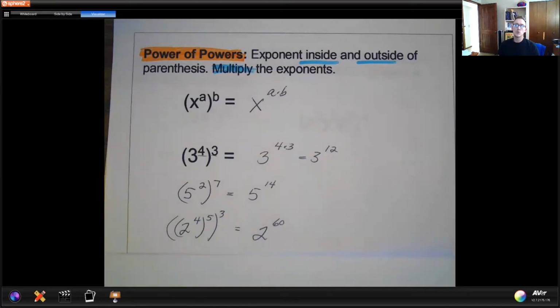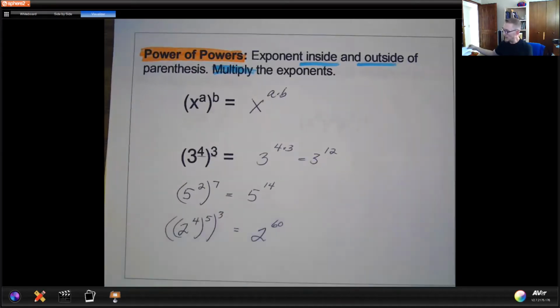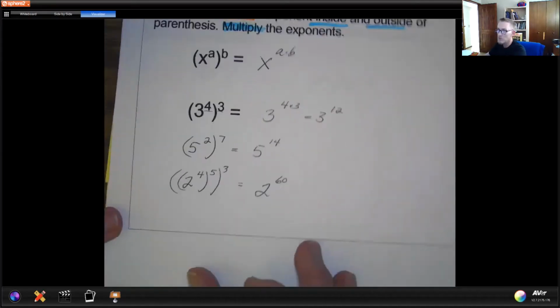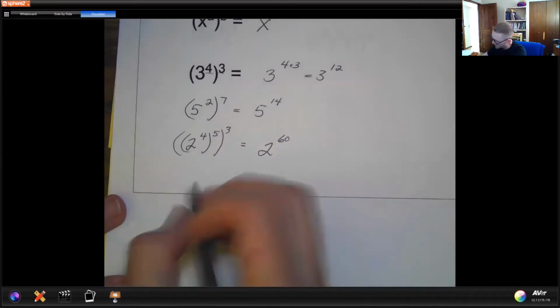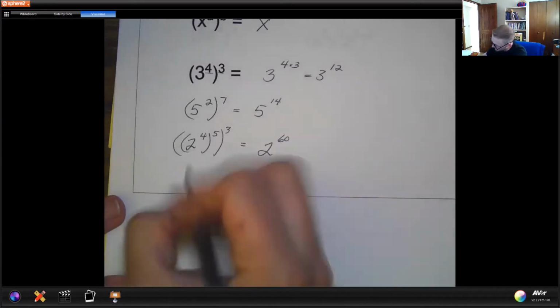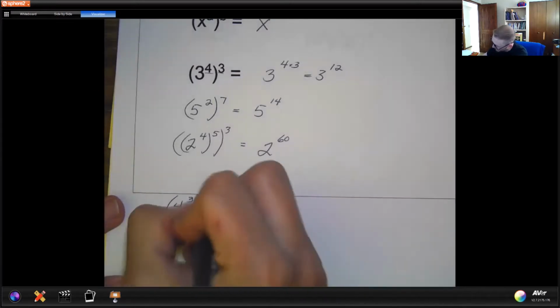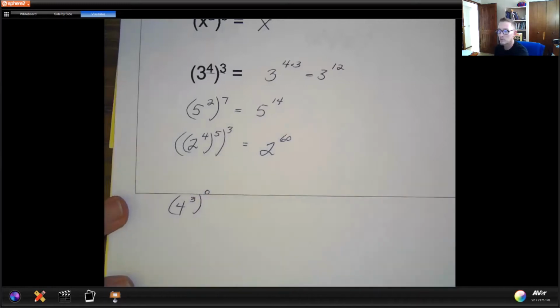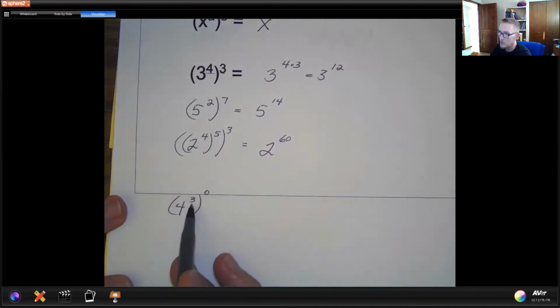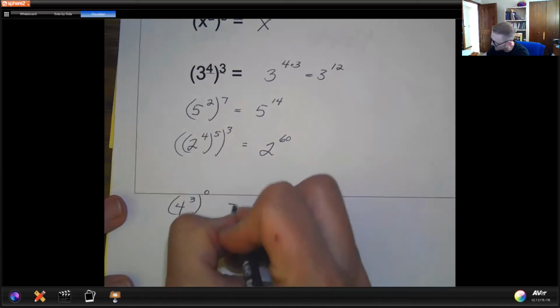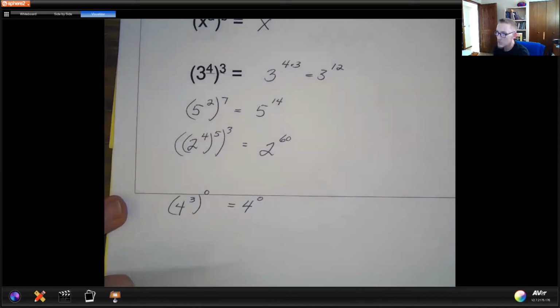Now your integer rules are still going to come into play even with your exponents. So I can do two other things that would bring back some previous rules. So what if I have 4 to the 3rd power raised to the 0 power? We'll talk about what we do with the 0 power later, but right now we would simply take those exponents and multiply and get 4 to the 0 power.